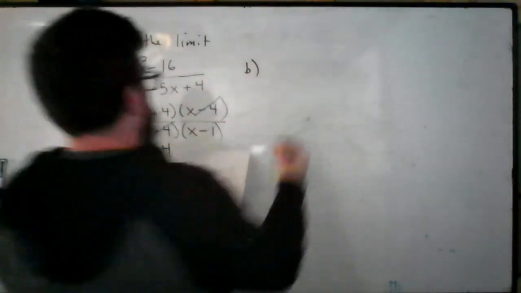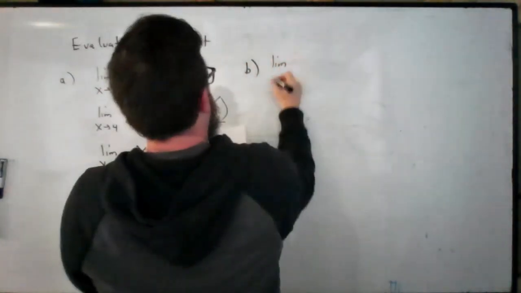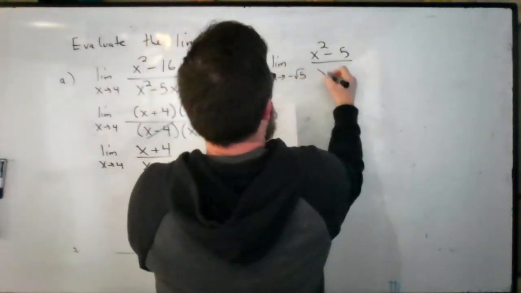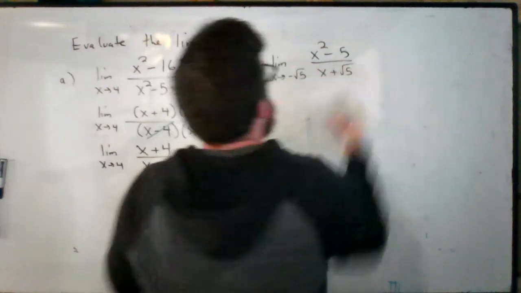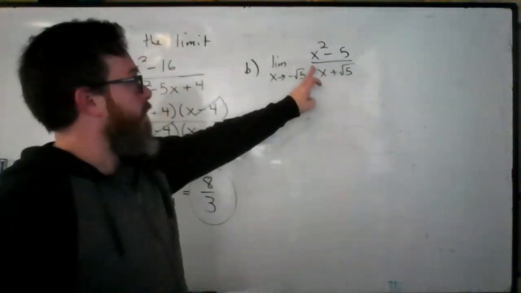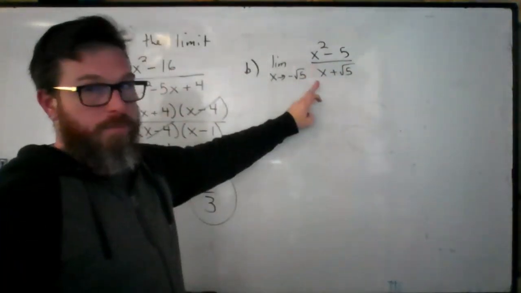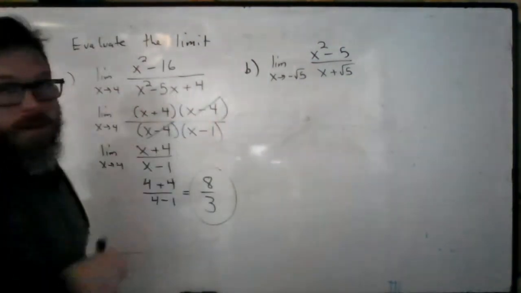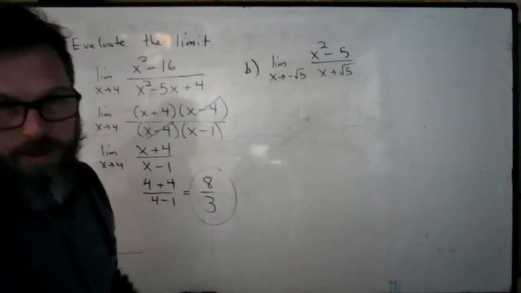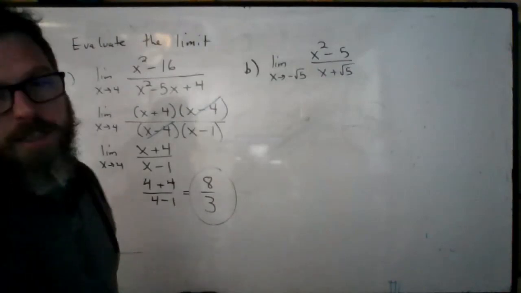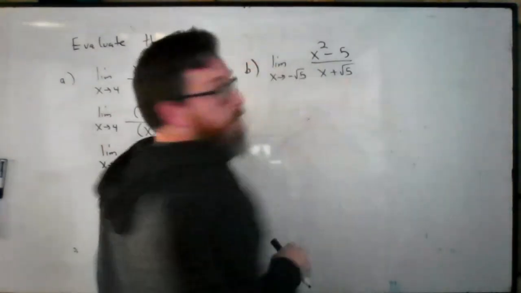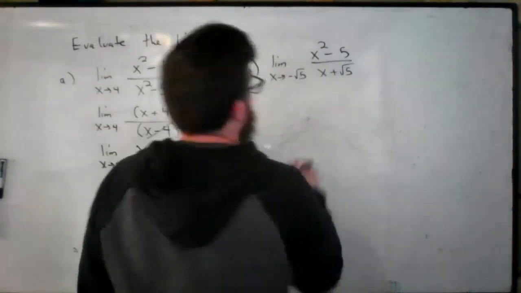If I want to find the limit as x approaches minus root 5 of (x squared minus 5) over (x plus root 5), we can see I can't plug in negative root 5 again. You're going to get 0 over 0. Now I'm going to handle this using the factoring method first, and then we're going to use the conjugate method next, because the conjugate method tends to be more powerful with terms that involve binomials with radicals.